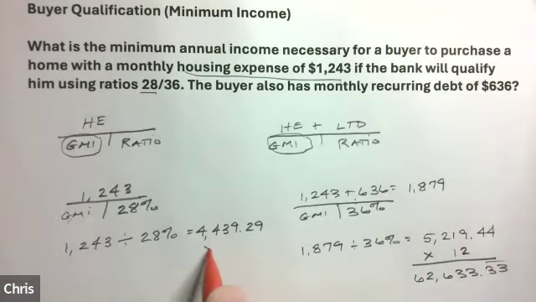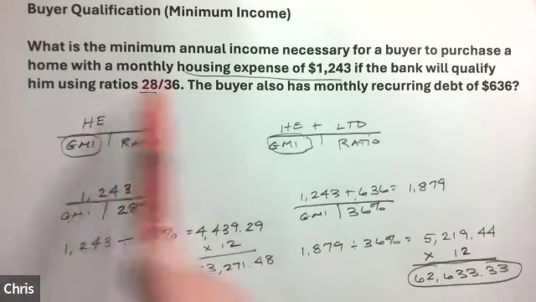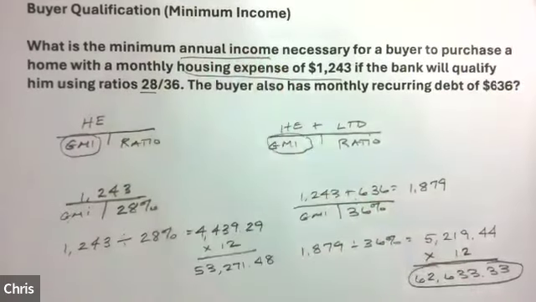And then obviously one of the other possible answers would be whatever that comes out to be, 4439.29 times 12, 53,271.48. But it's minimum income, so the answer is going to be the higher of the two. And in that last move, we simply annualize it because it asks for annual income.